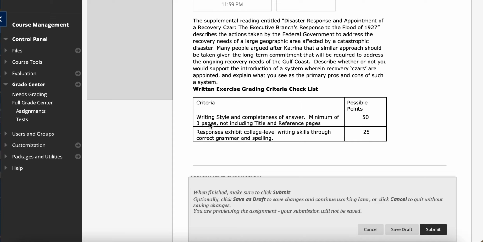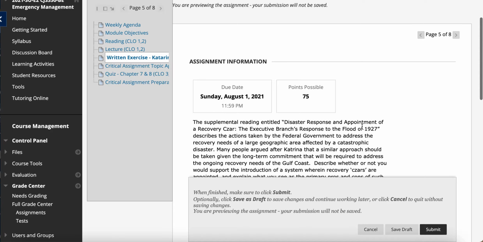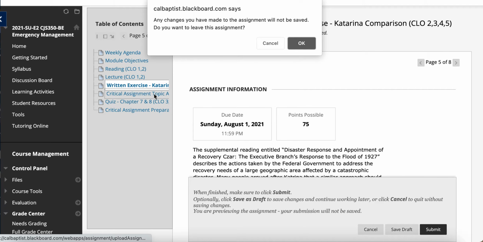Remember, I need 3 pages of content, not including your title page and your reference page. And then responses exhibit college level writing skills through correct grammar and spelling, 25 additional. So there you go. There is your written assignment.